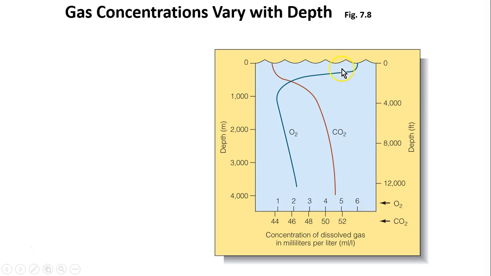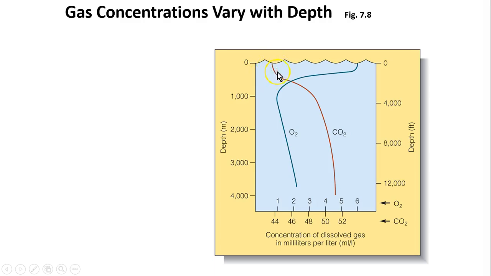And then over on the x-axis, you have concentrations of carbon dioxide and oxygen, increasing as you go to the right. Okay, so if we go up to the surface here, we see we have a blue line that's oxygen, and a red line that's carbon dioxide. What do you see as far as the concentration of oxygen? Is it a high concentration or a low concentration, relatively speaking? You should say that the oxygen concentration is high. And what about the carbon dioxide concentration? The carbon dioxide concentration is low.